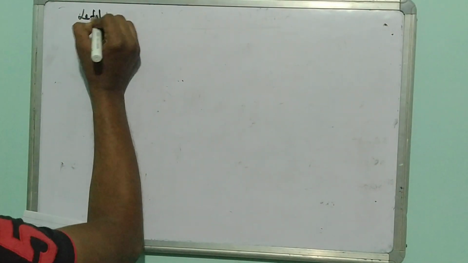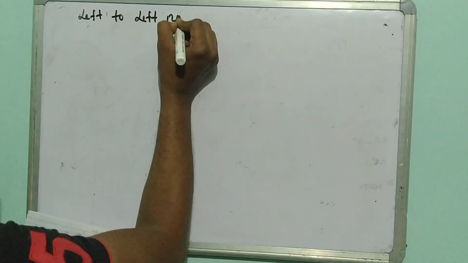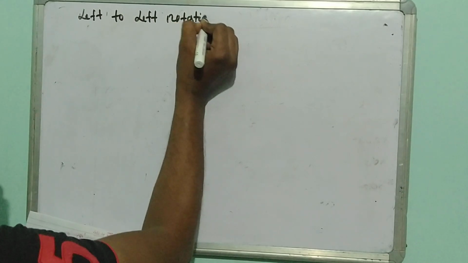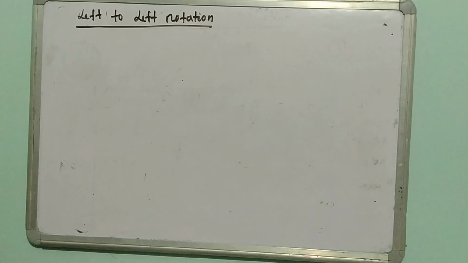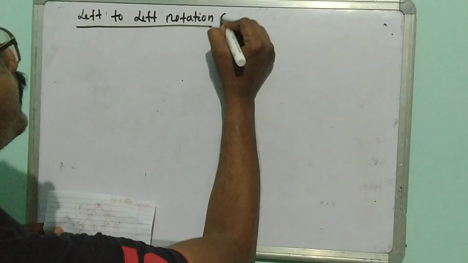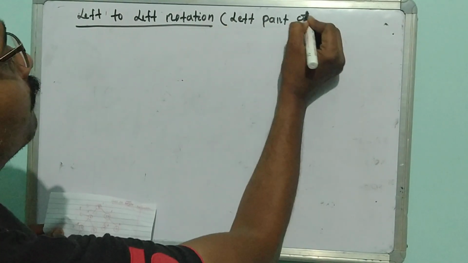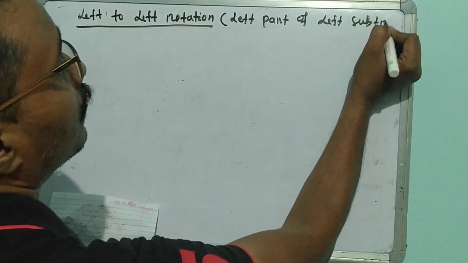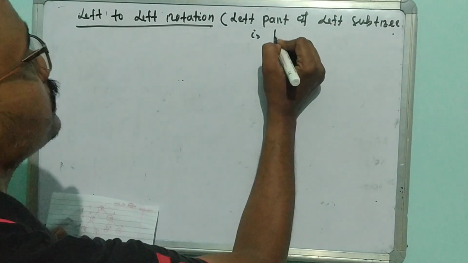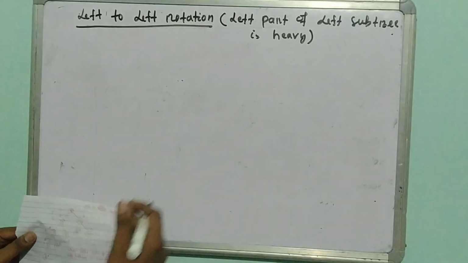So I am writing left to left rotation. That means the left part of the left subtree is heavy. Left part of the left subtree is heavy means we have to make some rotation to make it balanced.